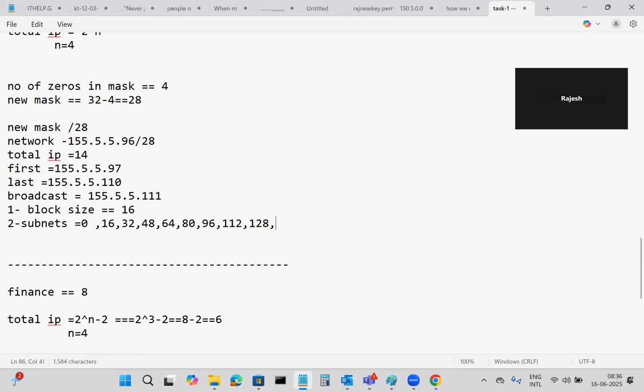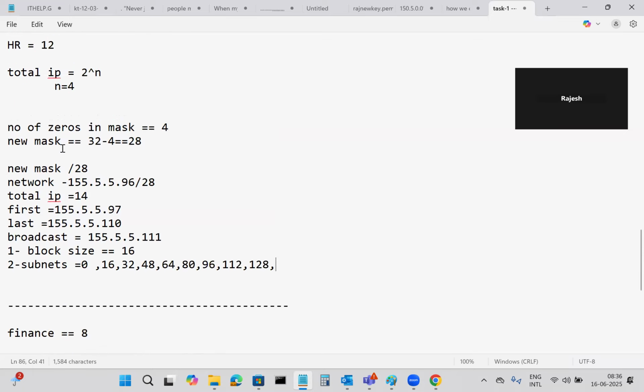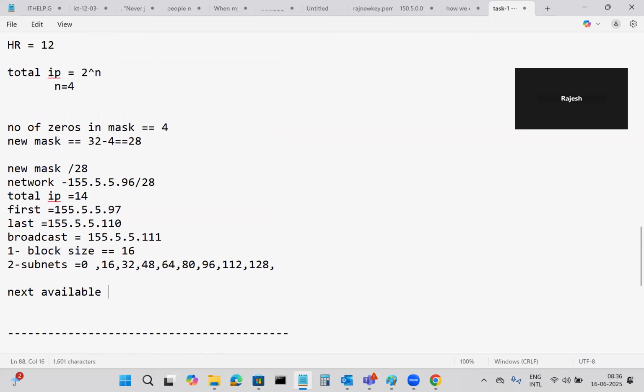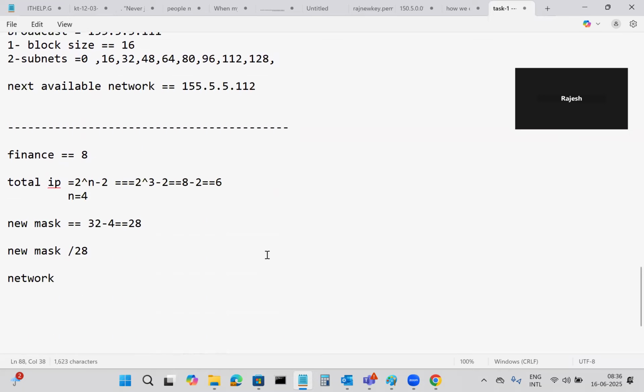Let's see that. What we are using for our HR department, 96. Where is the 96? Here, correct? Next available network is 112. So I will write next available network is 155.5.5.112. So that will be my network for the finance department.